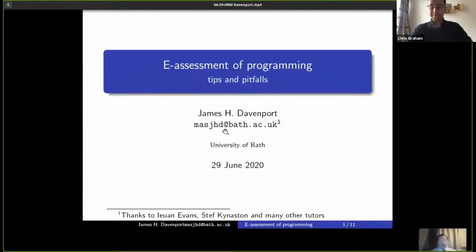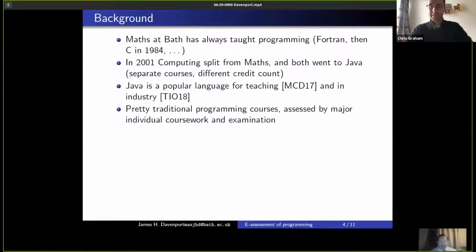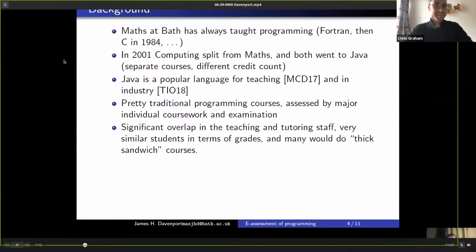Good morning. Pre-traditional programming courses assessed by major courseworks and examinations. The teaching staff and tutoring staff has significant overlap, but very similar students.